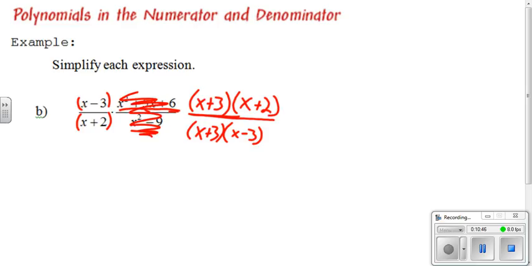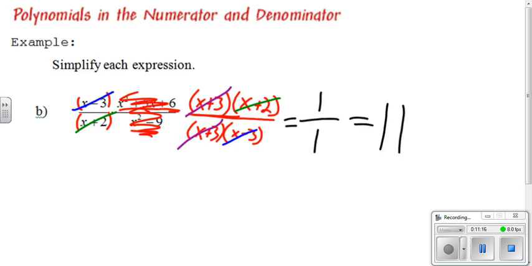So we have x minus 3 over x plus 2 times x plus 3, x plus 2 over x plus 3, x minus 3. Now again, vertical and diagonal crossing out or dividing out, x minus 3, x minus 3, x plus 2, x plus 2, and x plus 3, x plus 3, which in the end leaves us with 1 in the numerator and 1 in the denominator. So our answer is just 1. 1 is the most simplified version of that rational expression.